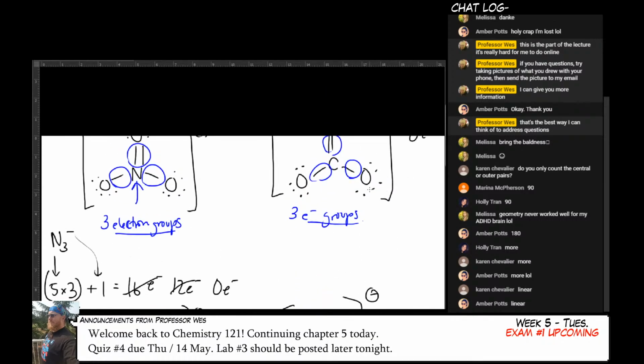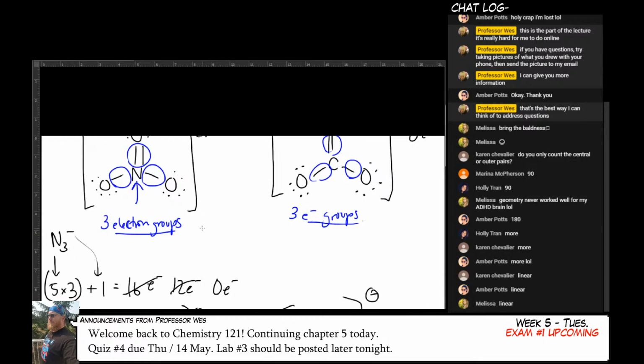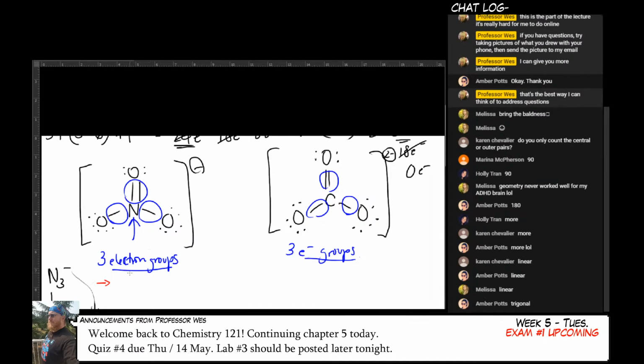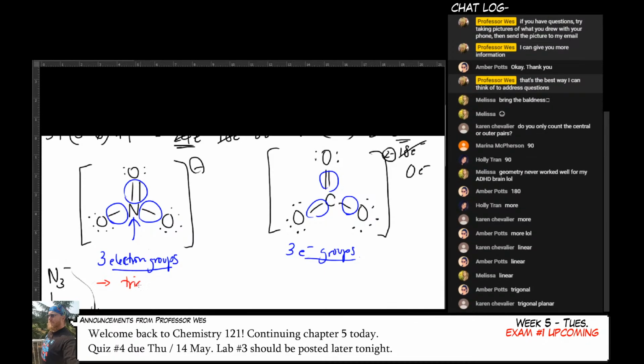Oh, it slid off the table. That's okay. What do I call 3 electron groups? Can I bring it back? Oh, it's still there. So 3 electron groups would be what? Trigonal. Now, specifically trigonal planar, because we're going to introduce a second trigonal in a second here. And there you go. So that is the basic geometry of these molecules.